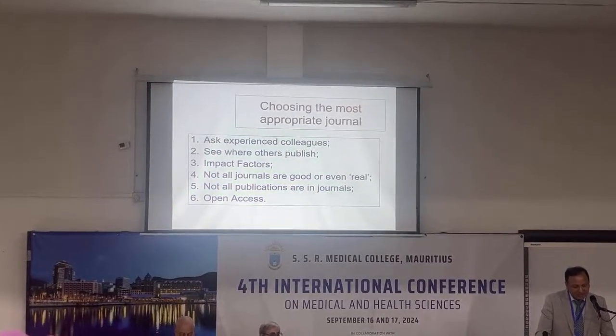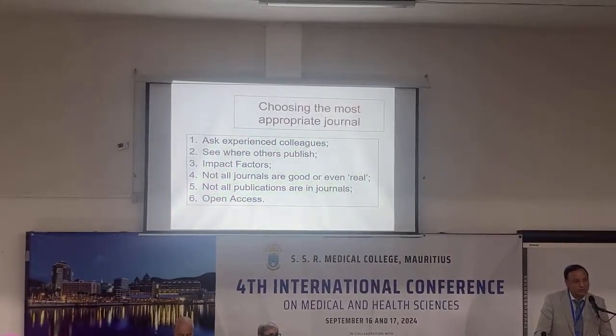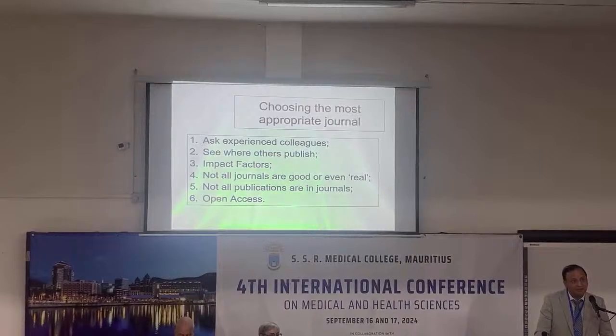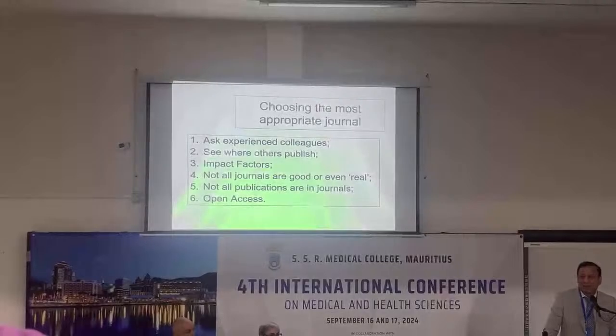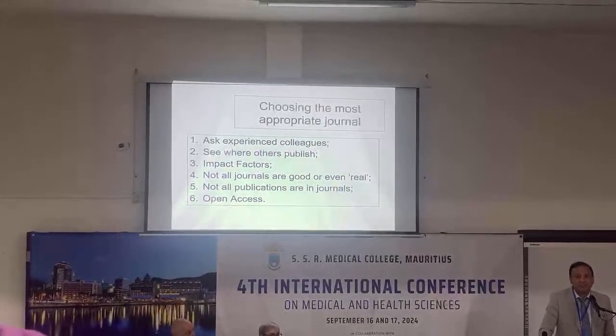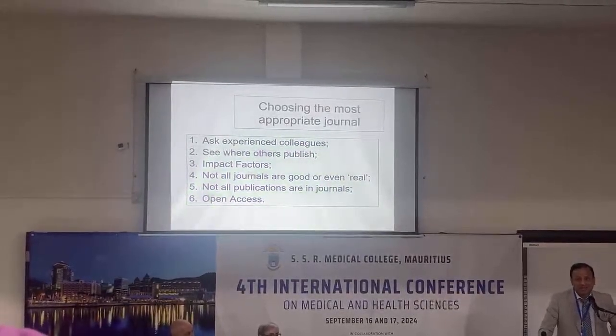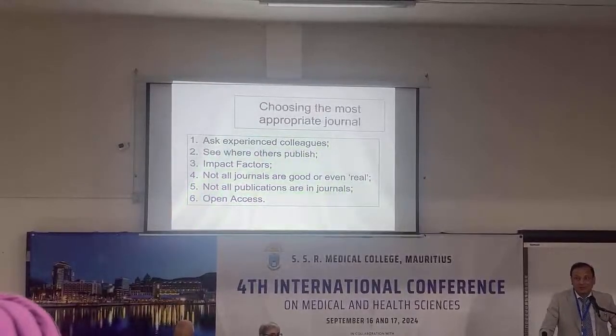And these days, the other challenge is that not all journals are good. Even some journals are fake. So how do we identify whether it's a genuine journal or not? And see whether that journal is indexed. Also, some universities, for example our university and many universities these days, encourage publishing in open access journals because it has a wider readership.